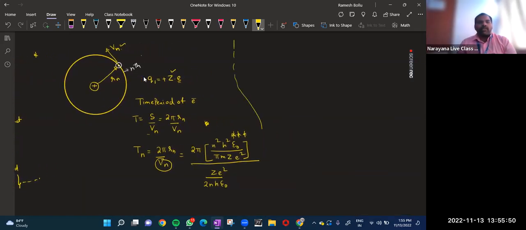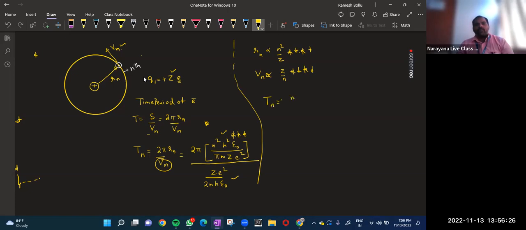As Jeeva was saying, what is important? Radius of the nth orbit is directly proportional to n square by Z. These relations you have to remember compulsorily. What about the velocity of the electron in the nth orbit? It is directly proportional to Z by n only. At least if you forget the other relations, you should not forget these. Direct questions will come on these Z and n relations. So now if you substitute, what is the time period of the electron in the nth orbit?